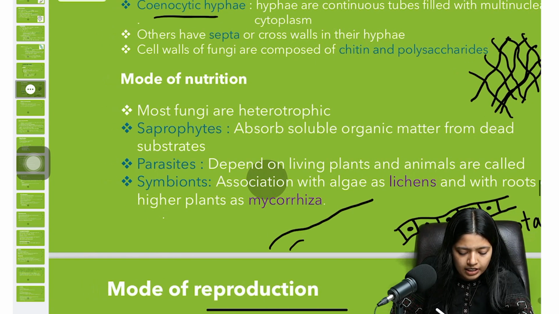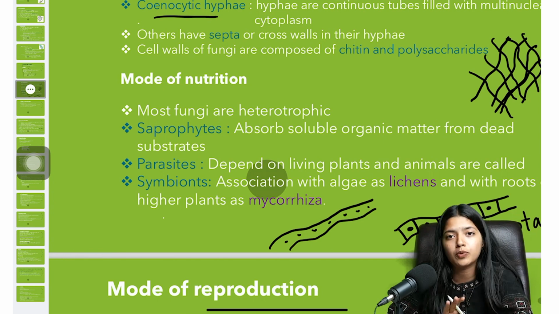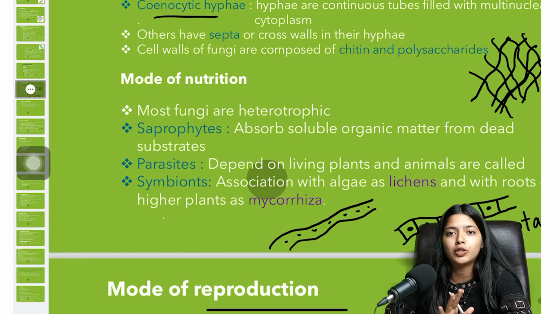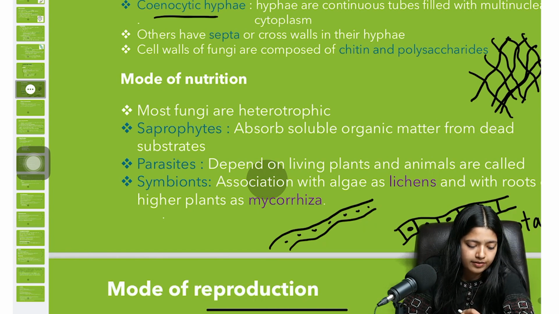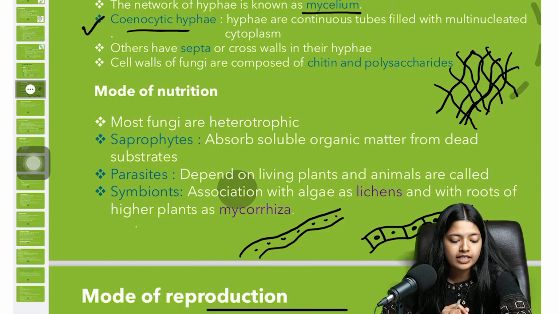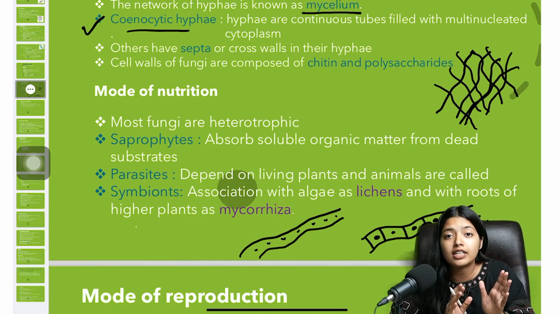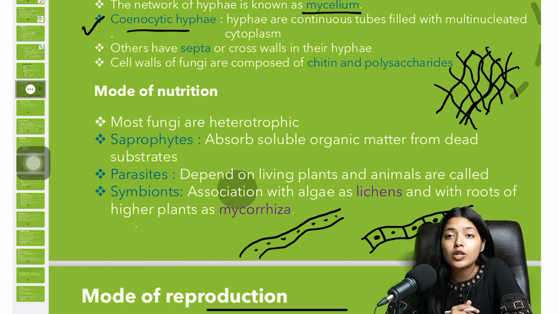Then we will see a continuous structure like this. If the septa are absent, the hyphae will be multinucleated. There will be many nuclei, and the protoplasm will be continuous, like a tube filled with nuclei. So we call it cenocytic hyphae: continuous tubes filled with multinucleated cytoplasm. If hyphae do not have septa or cross walls, they look like a continuous multinucleated tube, and we call it cenocytic hyphae.